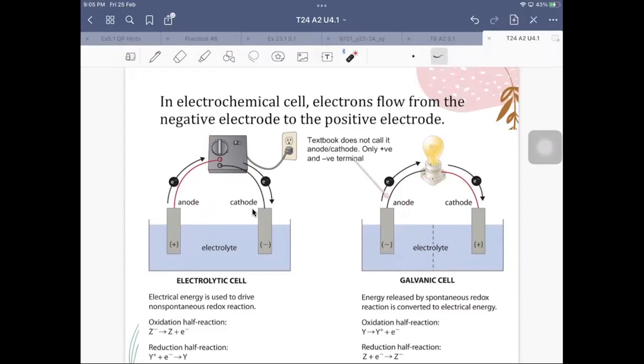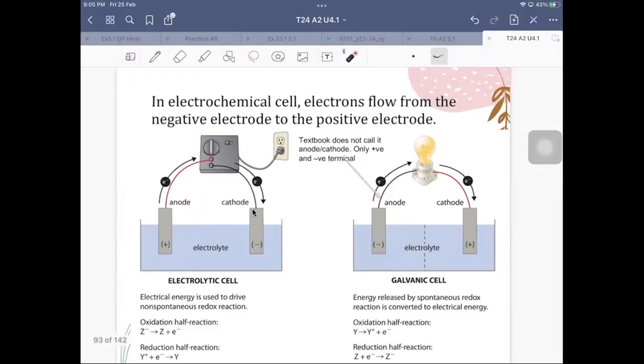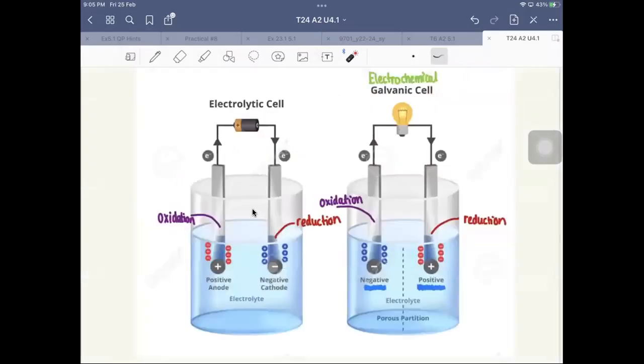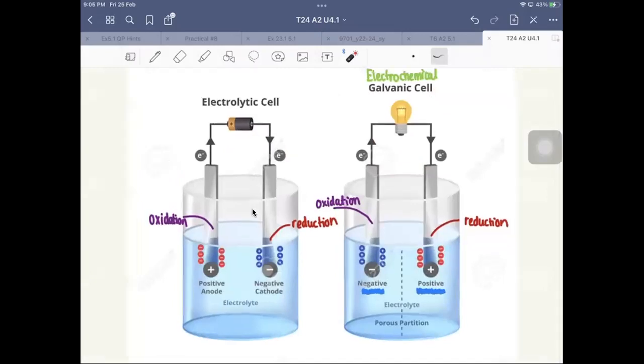Here's another diagram again of the electrolytic cell and the electrochemical cell. I don't know if you remember this, I mentioned that an electrochemical cell is sometimes called a battery. So this is actually the basis of a battery. Electricity is produced by the oxidation and reduction reaction at each electrode.